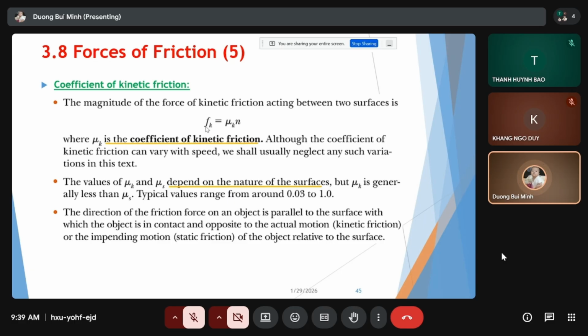For example, here we have the surface, and we have the object here. If here is the moving direction, then this one is Fs or Fk. The direction of friction force is always opposite to the moving direction of the object. Very easy, right?